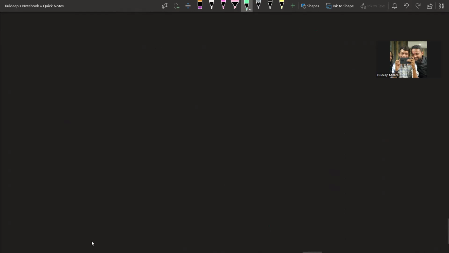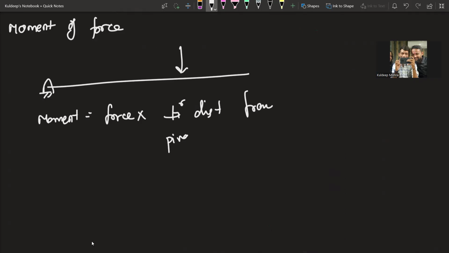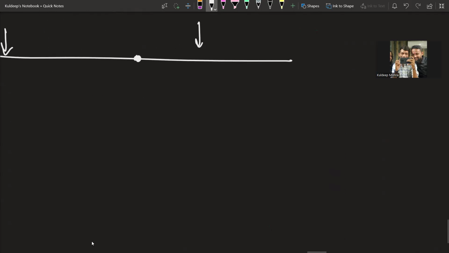Then there is also moment of force. In moment of force, if this is a pivot and this is a force, we say that moment of force is force into perpendicular distance from pivot. Force into perpendicular distance from pivot.